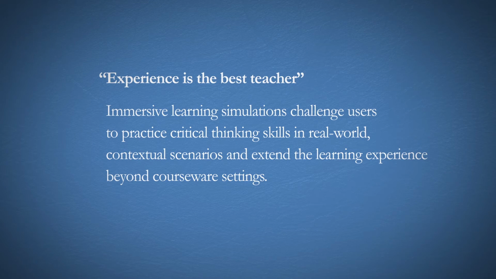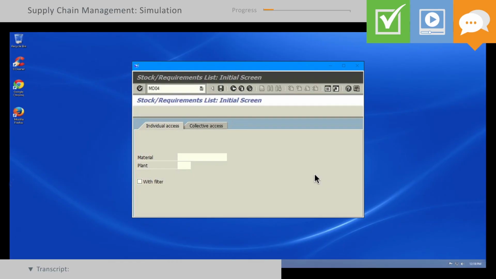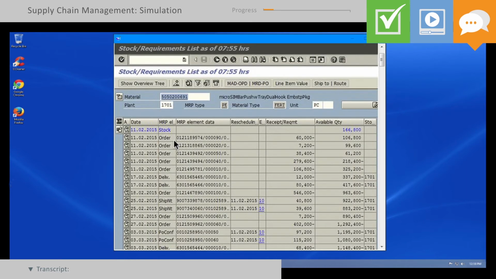Experience is the best teacher. Immersive learning simulations challenge users to practice critical thinking skills in real-world, contextual scenarios and extend the learning experience beyond courseware settings. In this scenario, you are the site supply planner reviewing the capacity load of the work centers. You research database information and review the third-party backlog and demand report generated by the sales planning team. What do you notice in your investigation?